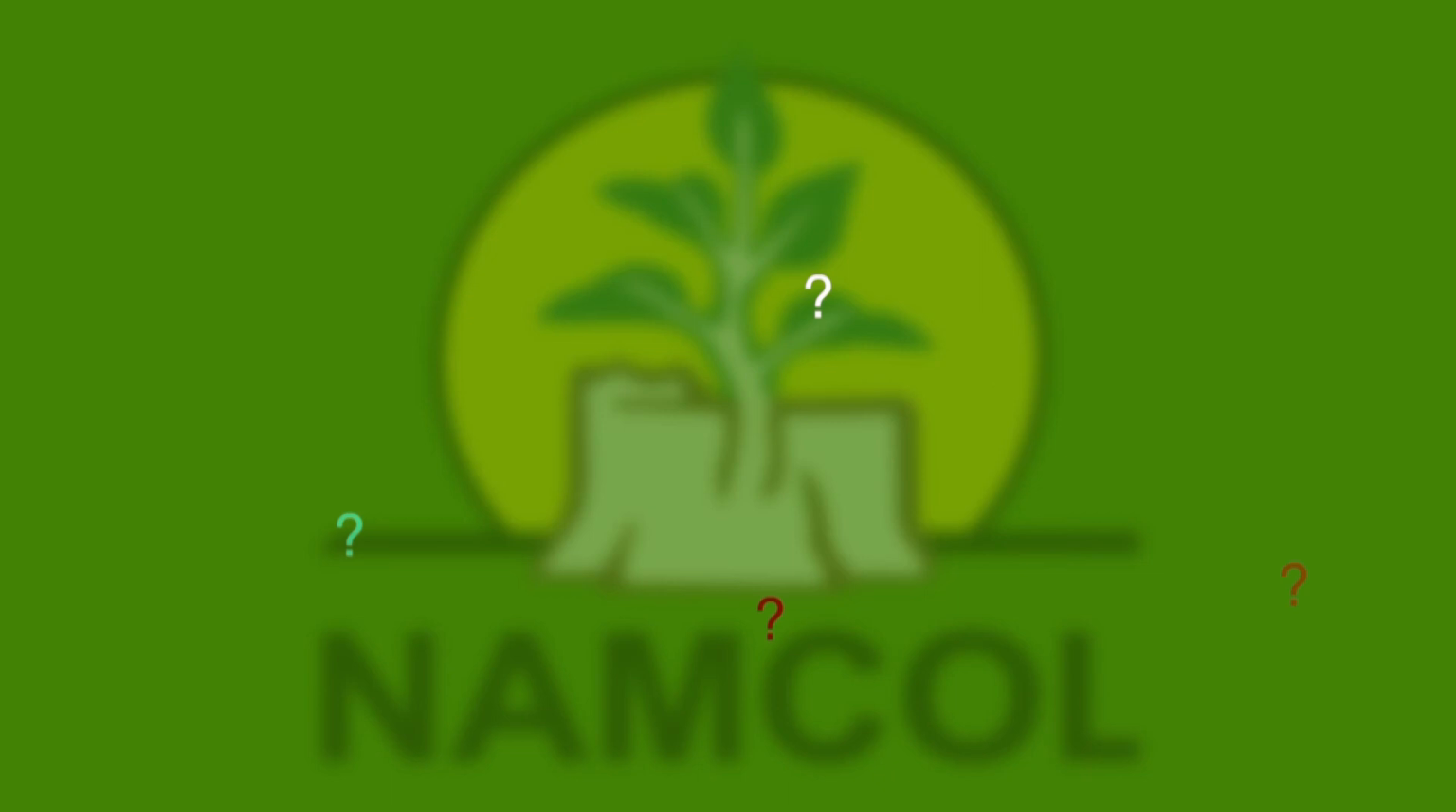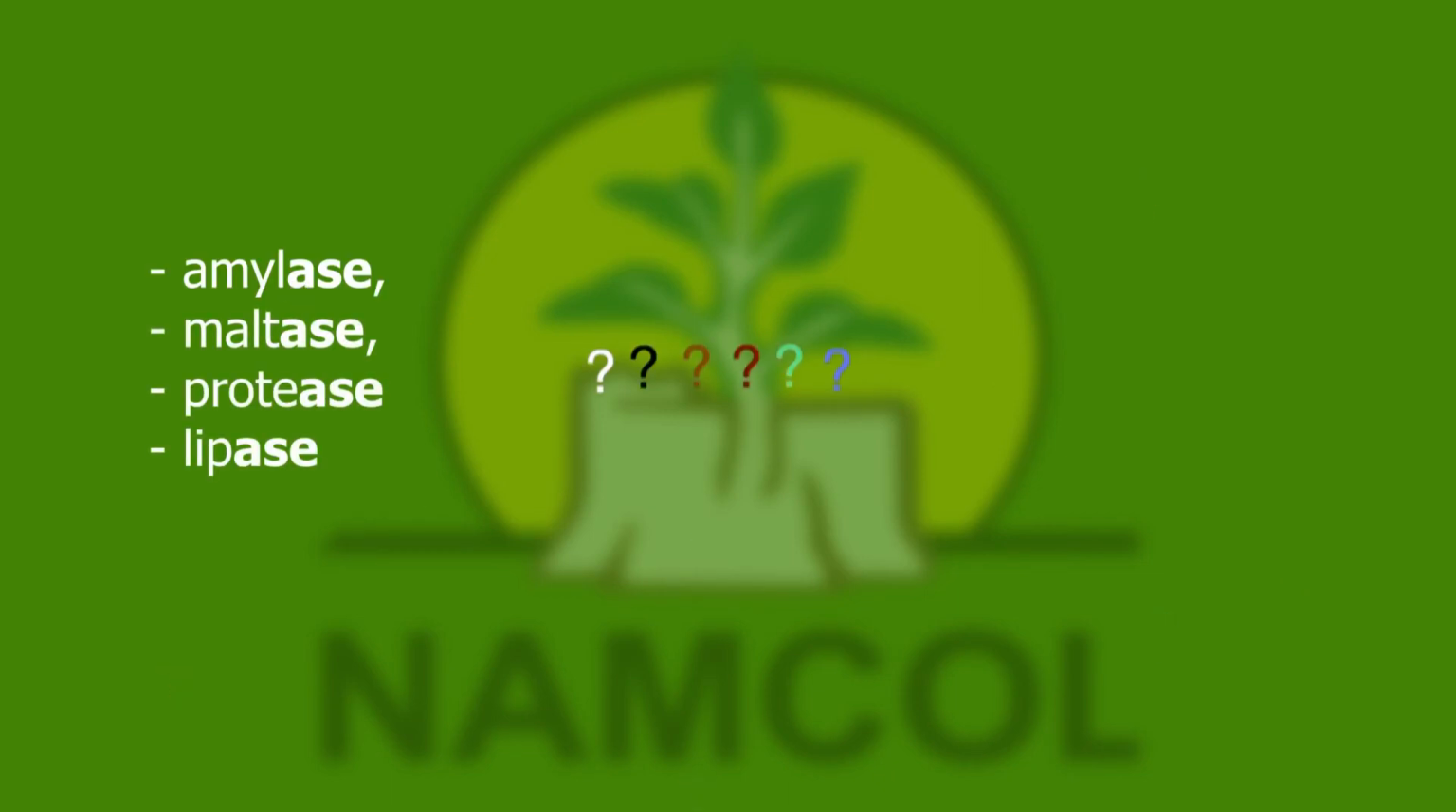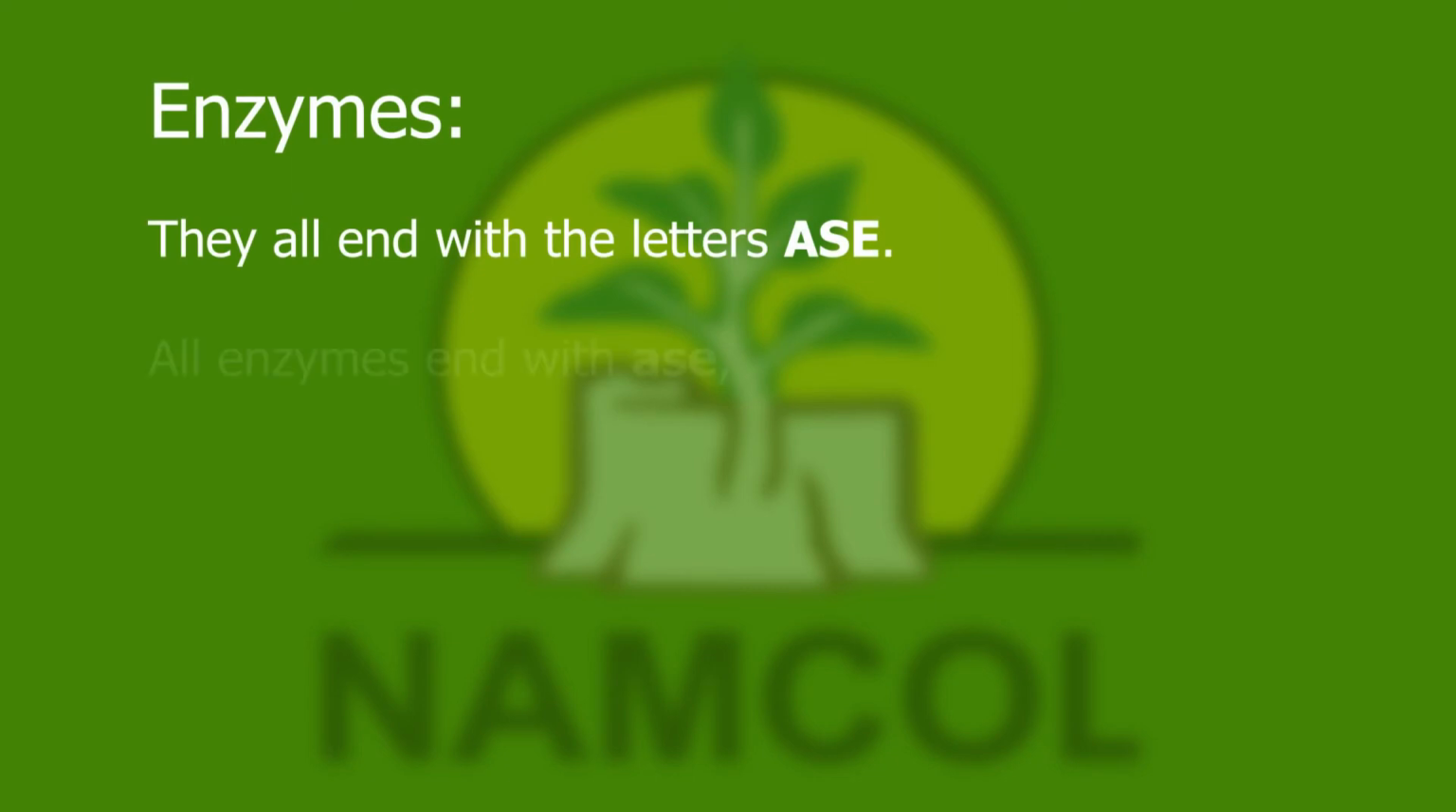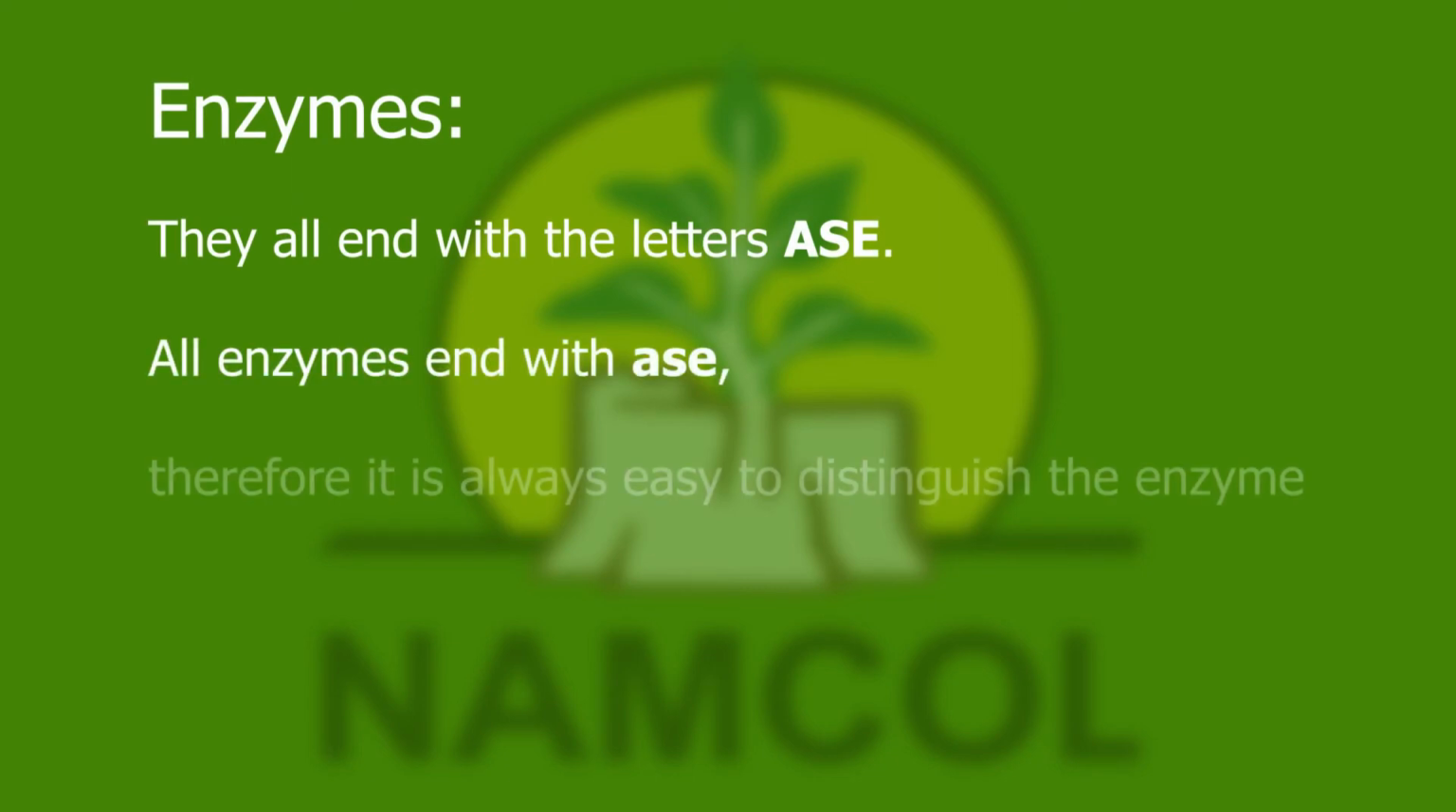Did you notice any similarity in the words amylase, maltase, protease, and lipase? They all end with the letters ASE. All enzymes end with ASE. Therefore, it is always easy to distinguish an enzyme. I briefly spoke about biological washing powder earlier, so let us look at it in detail.